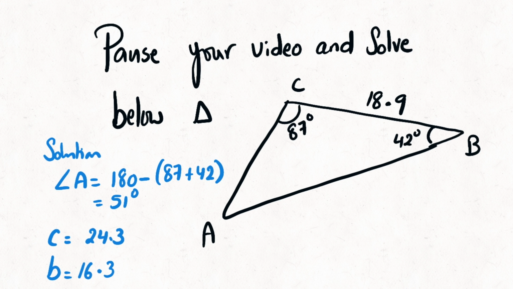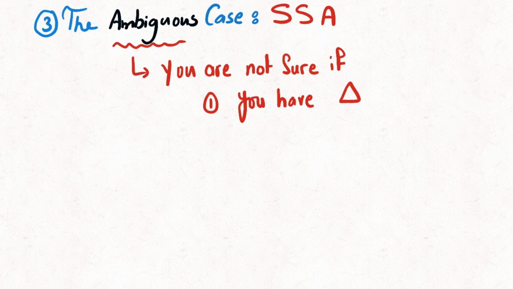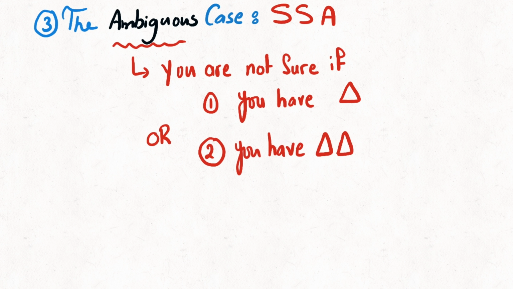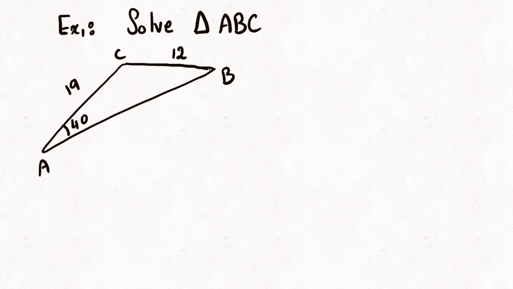We will head to the last case, SSA, which is side-side-angle, not between, and it's the ambiguous case because it can deliver three results. Either you will have one triangle or two triangles or no triangle at all. Now let us start with the first example, which is the no triangle case.